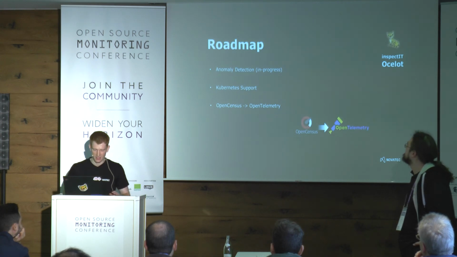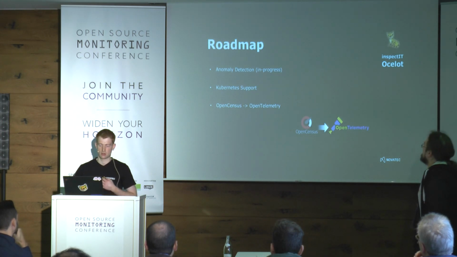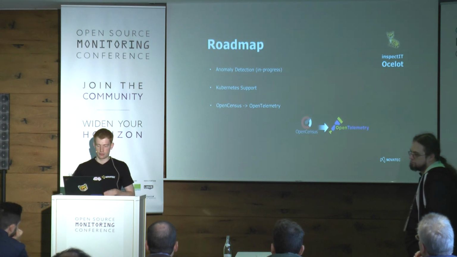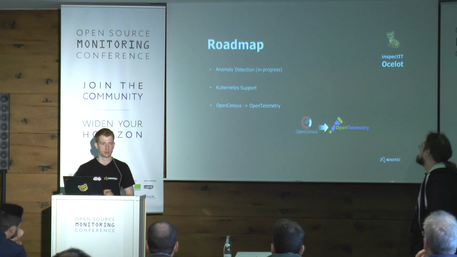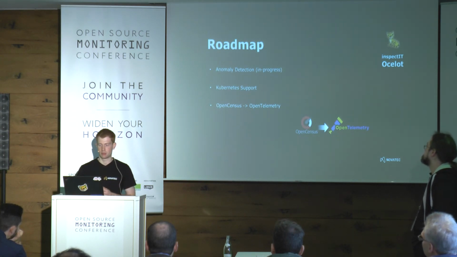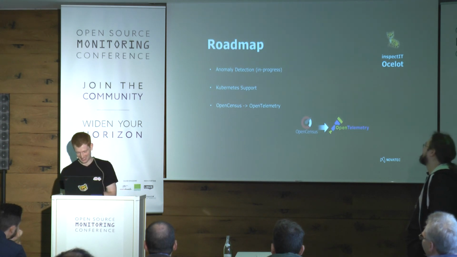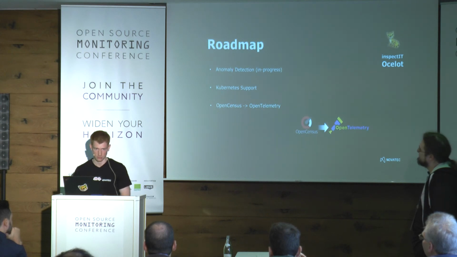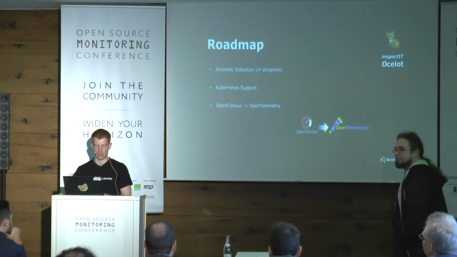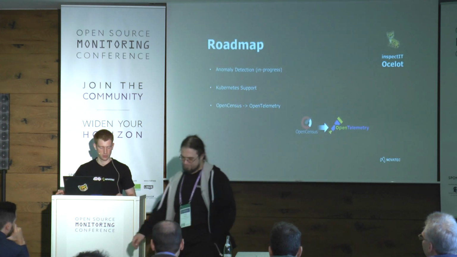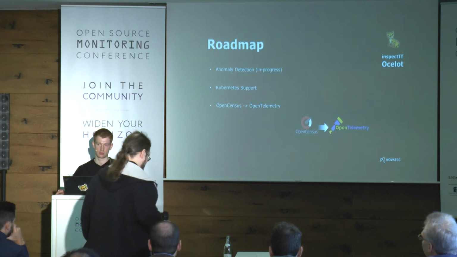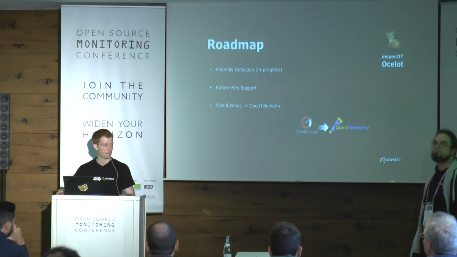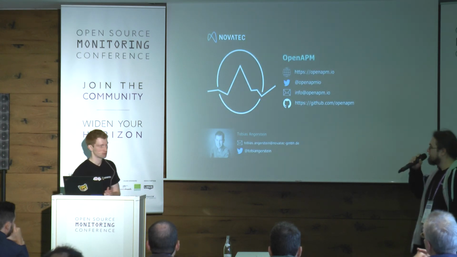So a small fast recap. What we also want to do is anomaly detection. This is currently in progress. Support Kubernetes, as already told. And since there is this change from OpenCensus towards OpenTelemetry, we want to also support OpenTelemetry for sure. They are compatible, and that's why it won't be too hard to do this. And also, as already told, we want to support tracing for the end user monitoring part. Okay. Thank you very much.